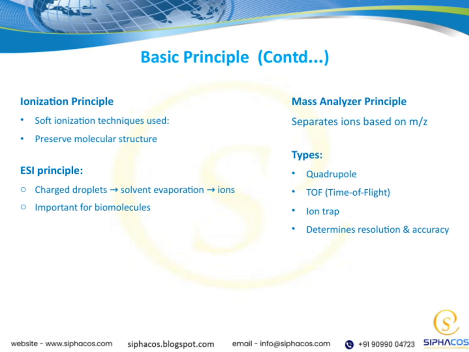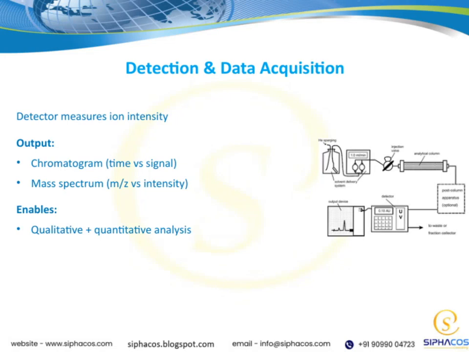So, in sum, the mass analyzer separates ions by m/z. Different types offer varying benefits, and the ionization techniques like ESI help us gently transfer molecules into the gas phase for accurate analysis. This is all about ensuring we get precise and meaningful data from our samples. Now, let's take a look at detection and data acquisition in this process.